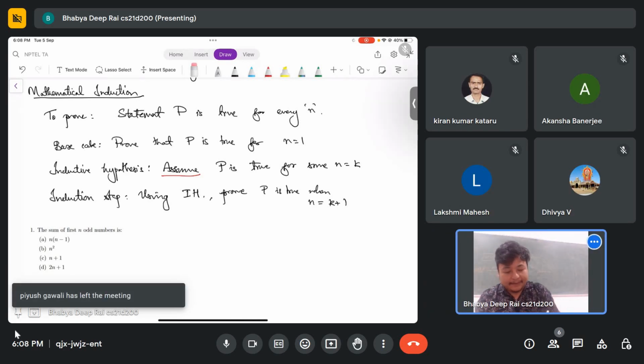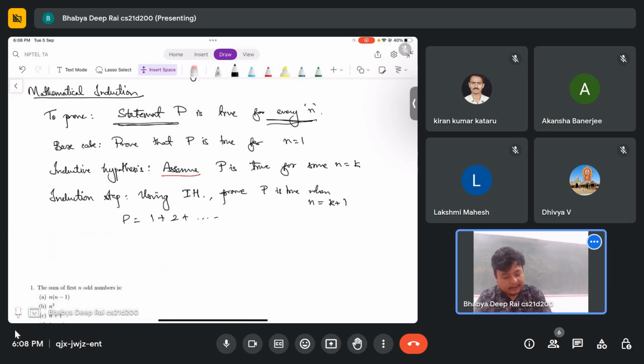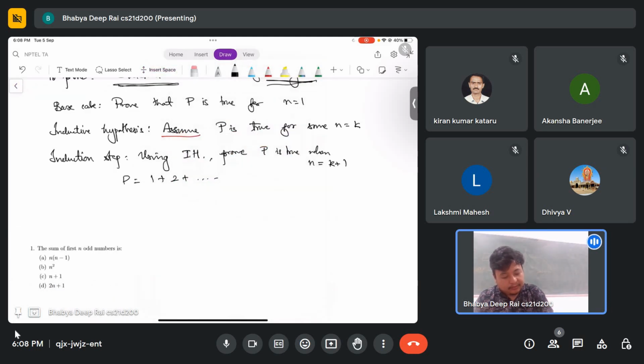The statement that we usually prove in induction is based on a certain parameter. For example, here I have written some statement P is true for every n. I claim something like 1 plus 2 plus and so on up to n is equal to n times (n plus 1) divided by 2. This is my statement. This is the common formula. But how do you prove this?